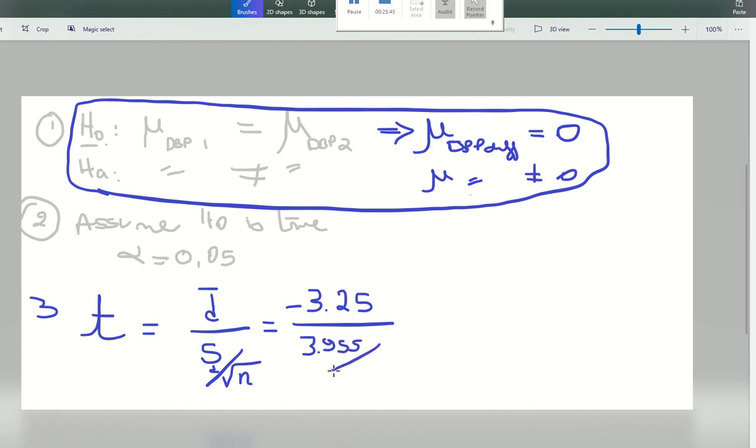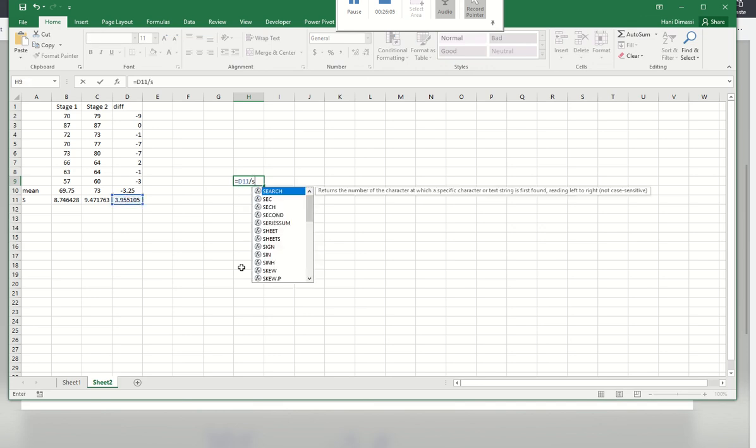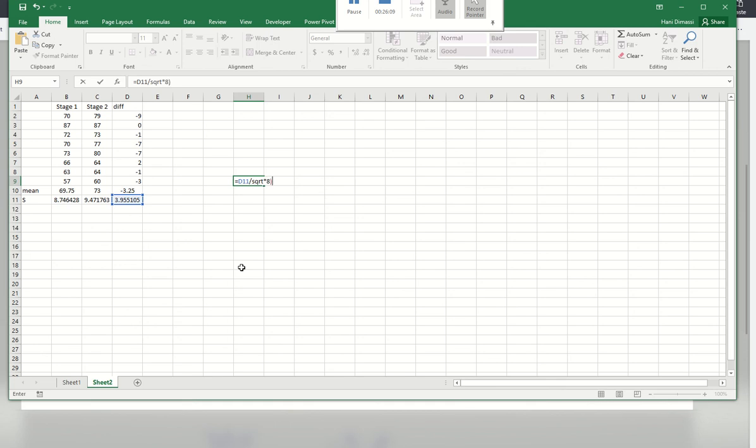3.955, and this is divided by the square root of, if I'm not mistaken, 8, because the sample size was 8. I had 8 every time, so the n. So this is equal to what? Let's do the calculation quickly. What I need to do first is calculate the standard error, which is the standard deviation divided by the square root of 8.